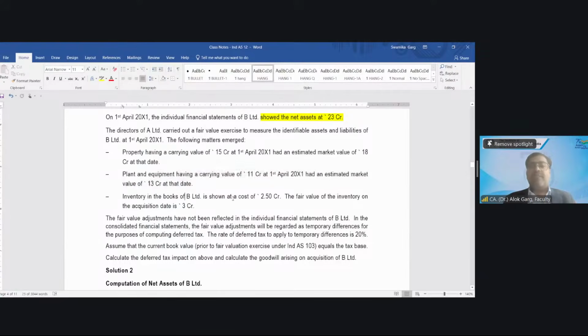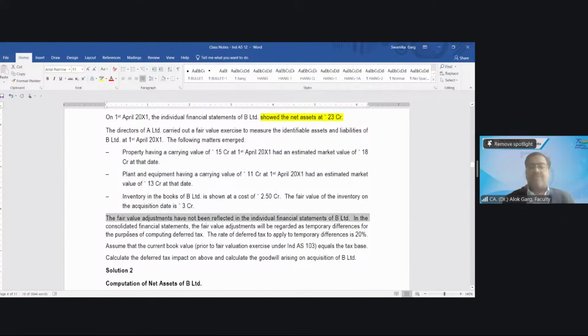Inventory in the books of B Limited is shown at a cost of 2.5 crore. So in this 23 crore, it is 2.5 crore. Fair value of the inventory on the date of acquisition is 3 crore 50 lakh. So this has to be added by 5 crore 50 lakh. Okay, 5.5 crore.